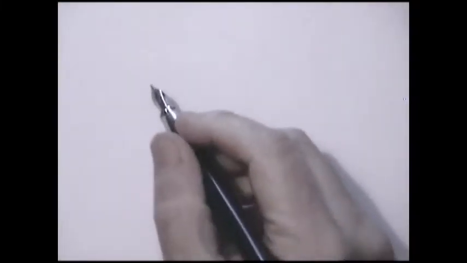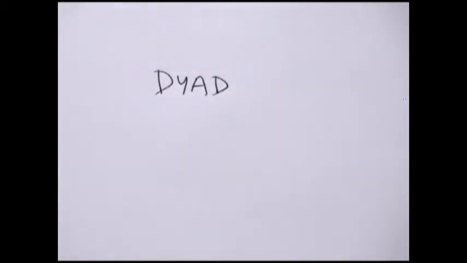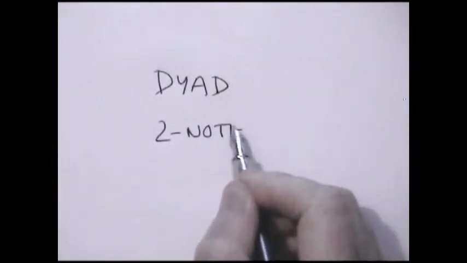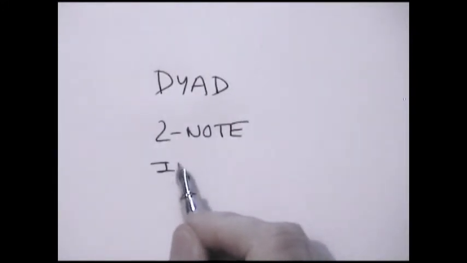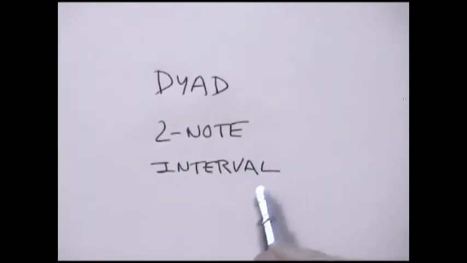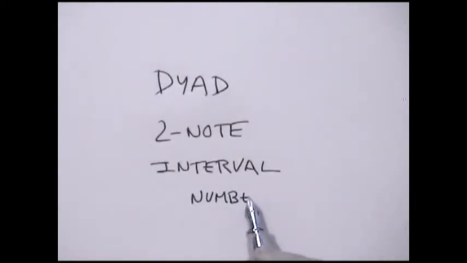A dyad is a two-note chord, more commonly called an interval. And we'll see that the naming of an interval requires the specification of two things: a number and a quality.